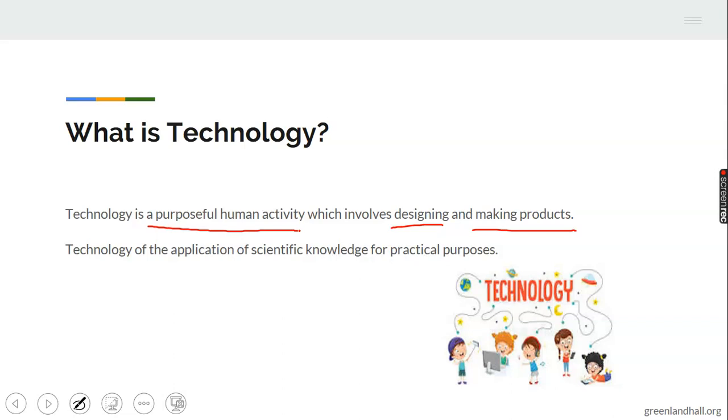So you see, when you look around your parlor now, or that particular place you are learning from, there are a lot of things that have been designed there. There are a lot of things that you're using. Even the phone you're holding, or the laptop you're using, or that notepad you're using, they are all products of what? Technology. And they have been purposefully designed to achieve a particular objective. And then they involve designing and making products.